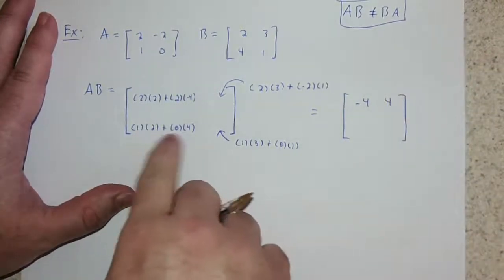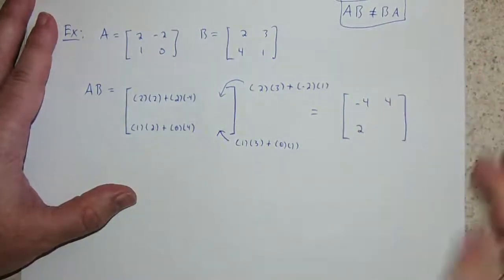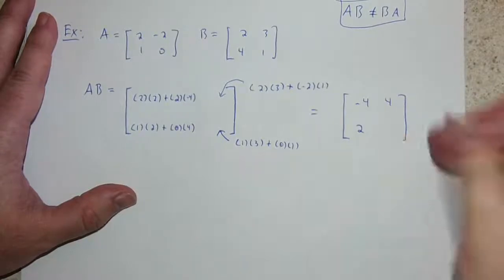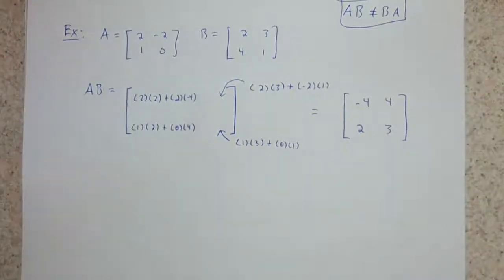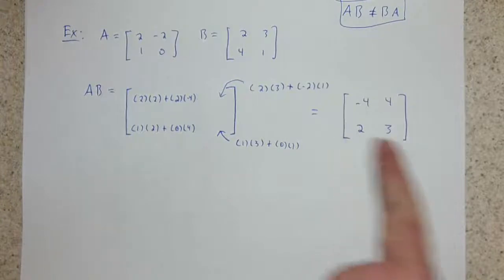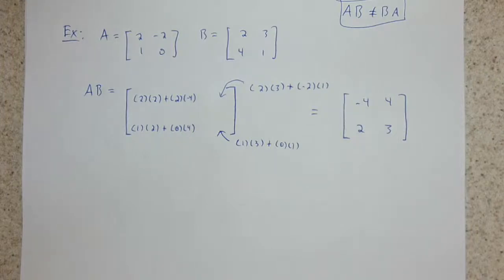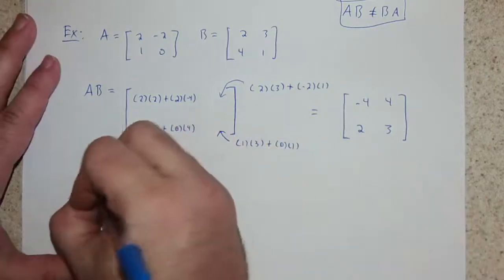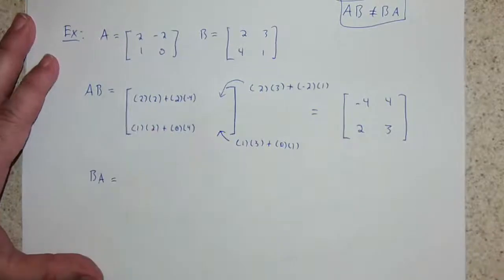Okay, this is 2 plus 0, so that's just 2. And this is 3 plus 0, so that's just 3. So A times B is minus 4, 4, 2, 3. Okay. All right. Just for additional practice, let's do BA.